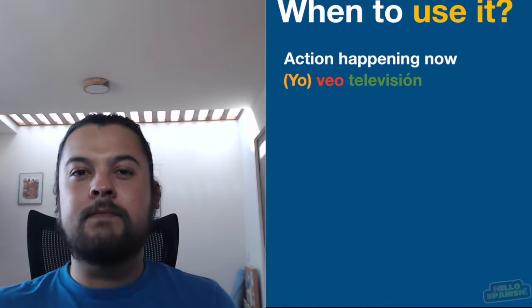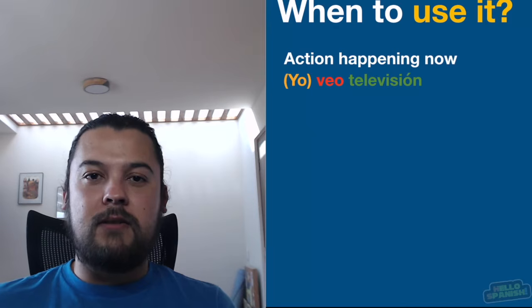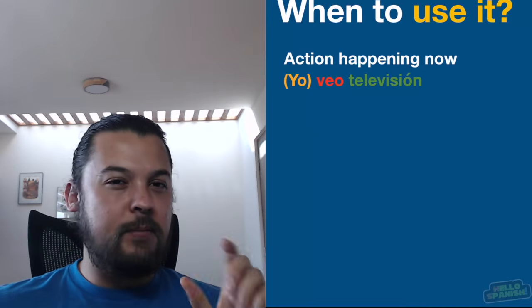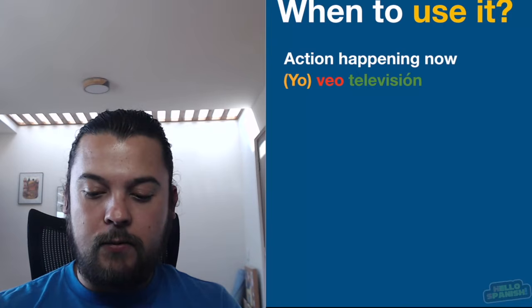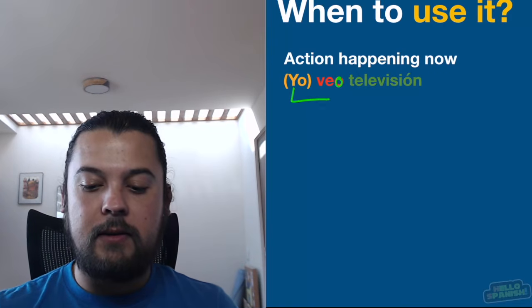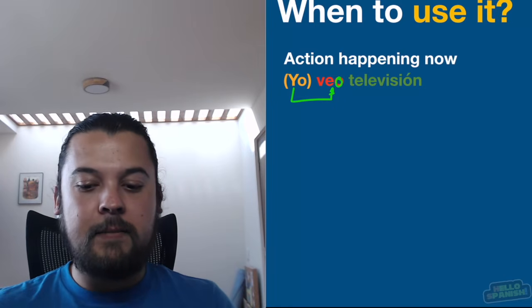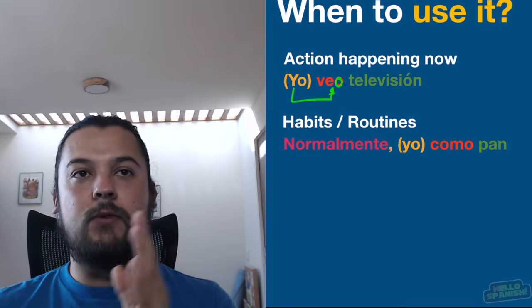Now, I put the yo form between brackets because you can say the same sentence with only veo televisión, like we have said. You don't really need the subject. It's only the verb plus the objects because in the O form, you already have, like we said, the meaning of the subject. Okay. If I have another sentence, it is habits and routines.